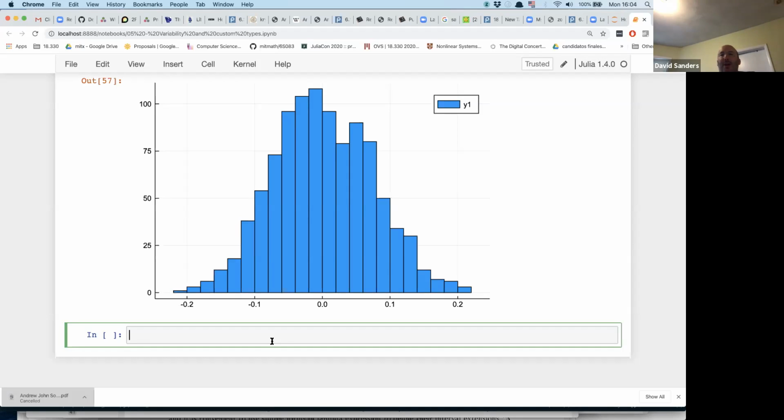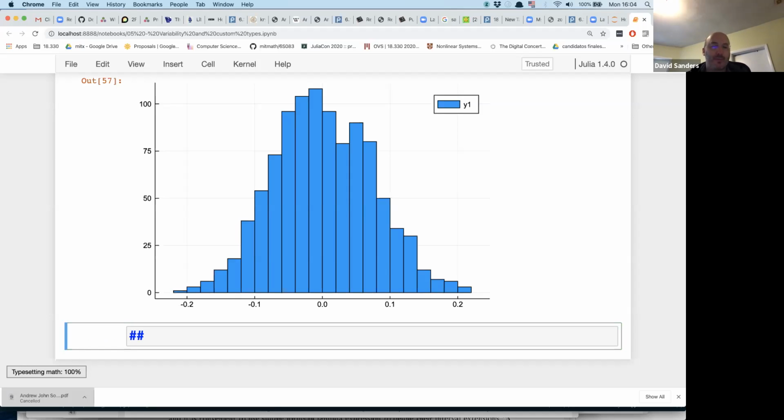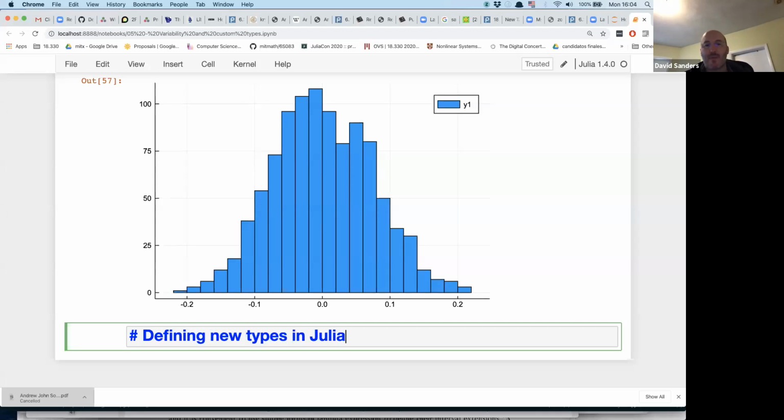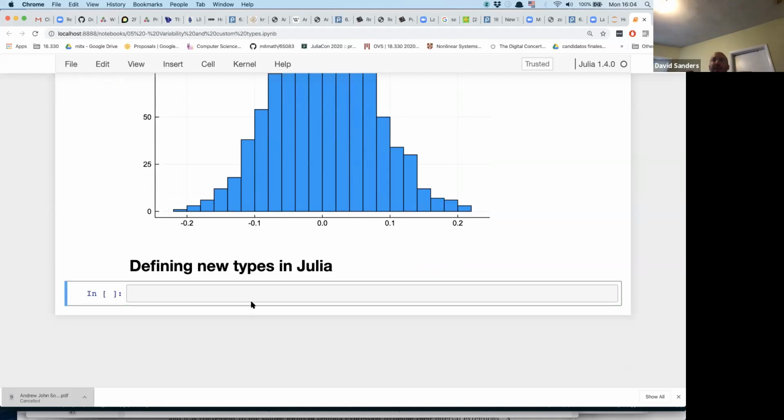Okay, so let's take a little breather. It took longer than I was expecting, but we'll just start off on defining new types, and then we'll carry on with that on Wednesday. Okay, so defining new types in Julia. There are some slides about this, but you can go and read the slides. It'll just recapitulate what I'm going to do here.